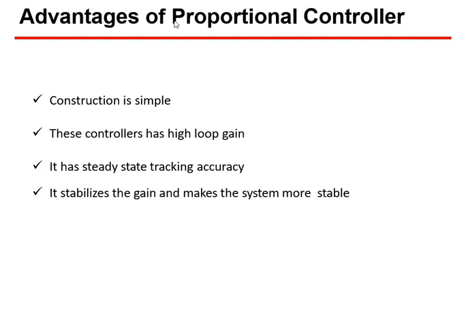Now what are the advantages of a proportional controller? The most important advantage is that it is very simple. Second, these controllers have high loop gain. The loop gain is very high because it's directly proportional to the error. It has steady state tracking accuracy. It stabilizes the gain and makes the system more stable. If you adjust the gain of the controller as per your applications or specification, you will be somewhat successful in adjusting or stabilizing the gain. So this is all about the proportional controller.